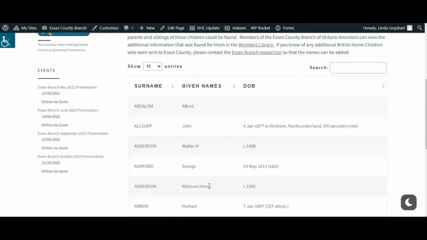The research team researched these people to determine if they could find the name of their parents, the name of the people that took them in when they were in Ontario, where they could be found in the censuses, whether they got married, whether they had children, and if they were now deceased, that information was already provided. But again, that's in the members library.